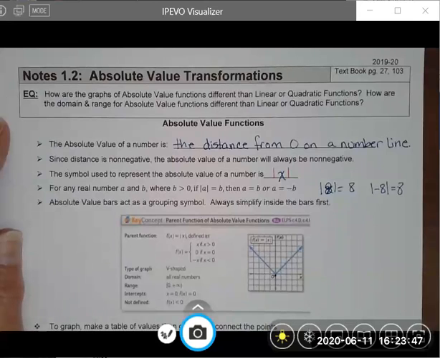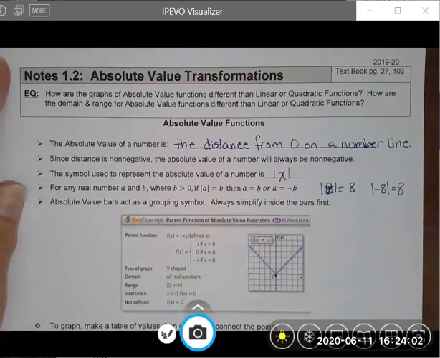The easiest thing to do, folks, if you're trying to make a graph of an absolute value function, is make a t-chart, make a table, or use your calculator and put it in the y equals portion of your calculator. Pull up Desmos and use Desmos to come up with a table of values, and then just connect those points.